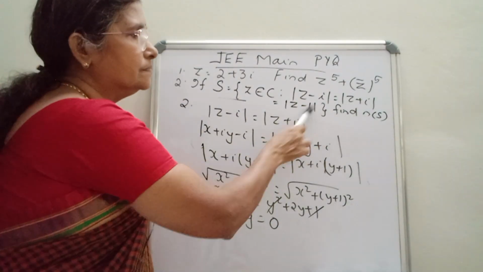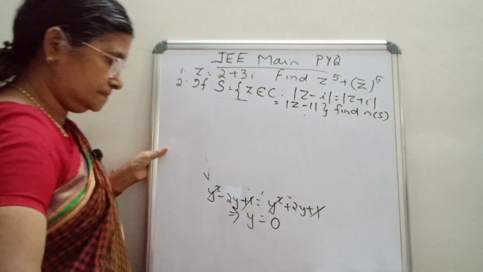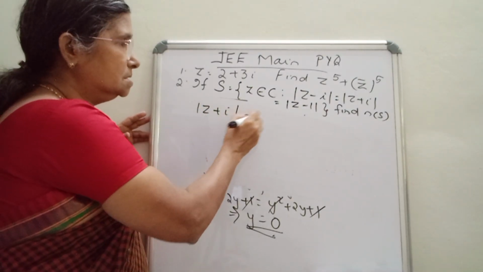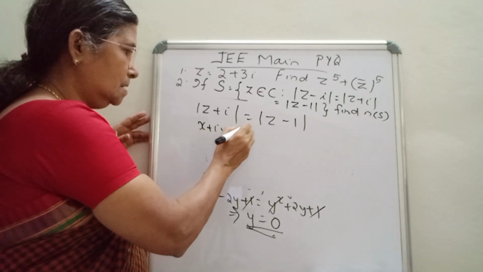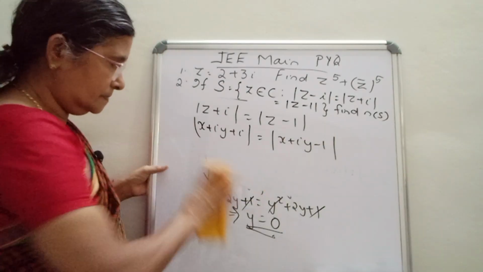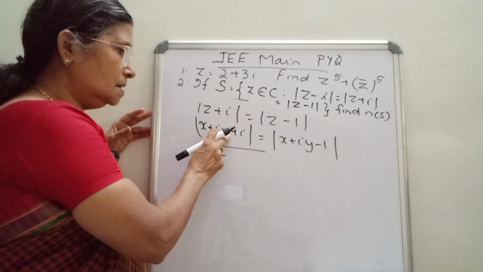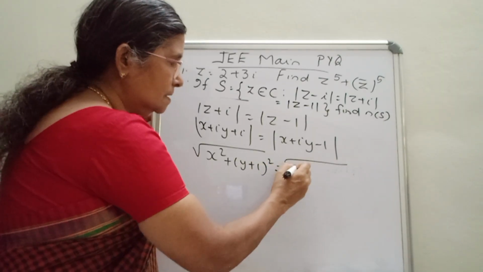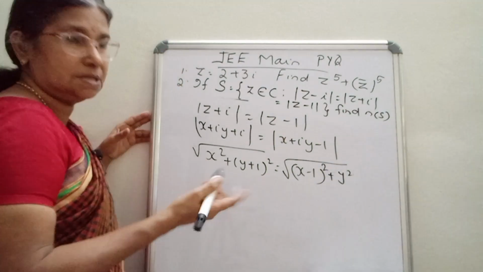Then, equating the second part, we get y is equal to 0. Mod z plus i is equal to mod z minus 1. X plus iy plus i, and x plus iy minus 1. Root of x square plus the imaginary part y plus 1 the whole square, equals the real part x minus 1 the whole square plus y square.